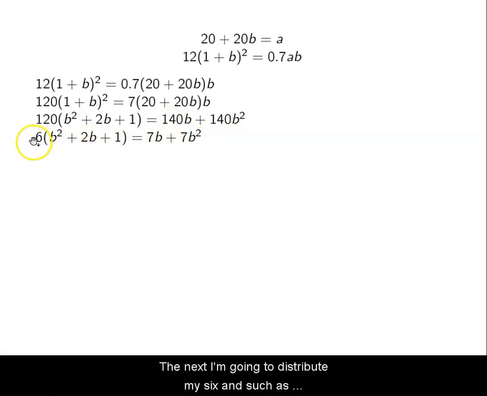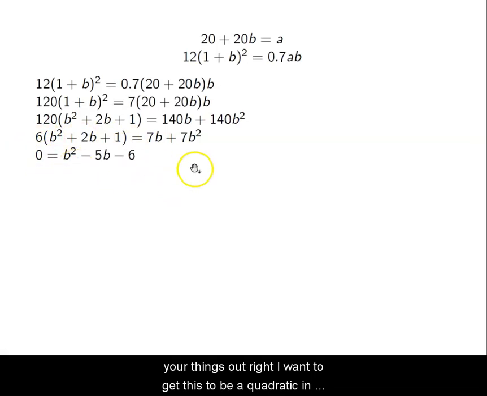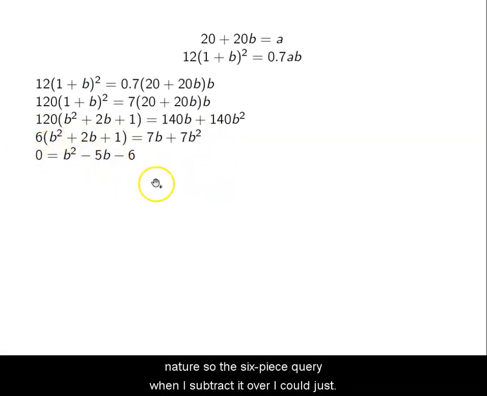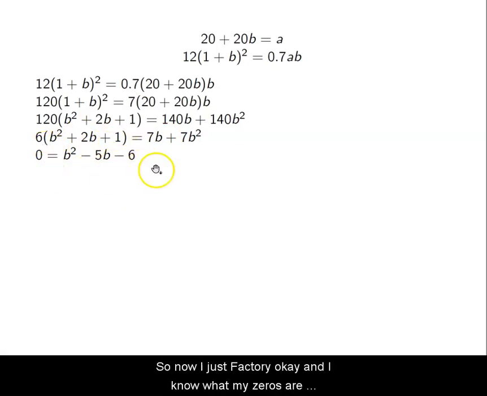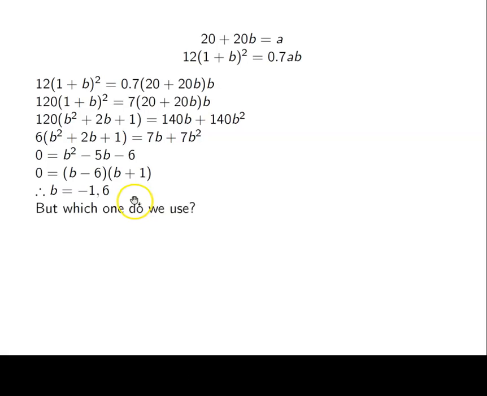So next I want to distribute my 6 and start to zero things out, right? I want to get this to be quadratic in nature. So the 6b squared, when I subtract it over, I get just 1, right? I have 12b's. When I subtract it over, I have minus 5. And then I move over this negative 6. So now I just factor, okay? And I know what my zeros are. So I have 2 zeros, negative 1, and 6.